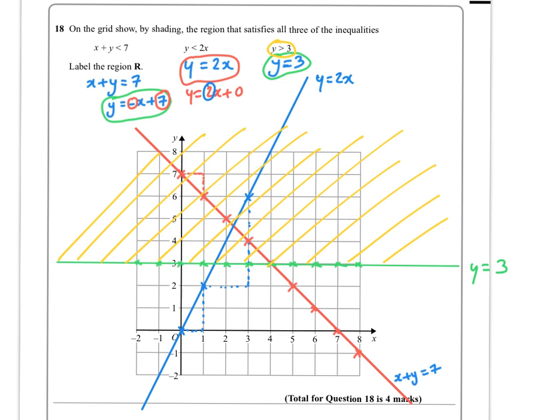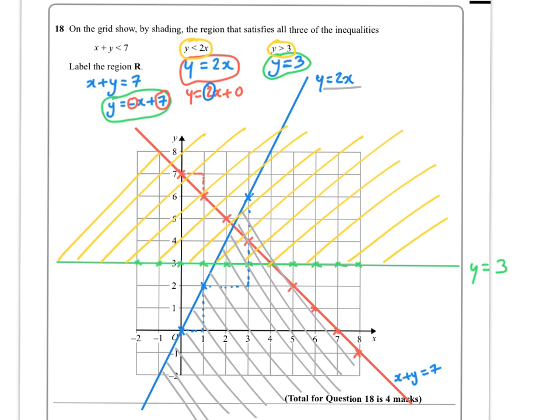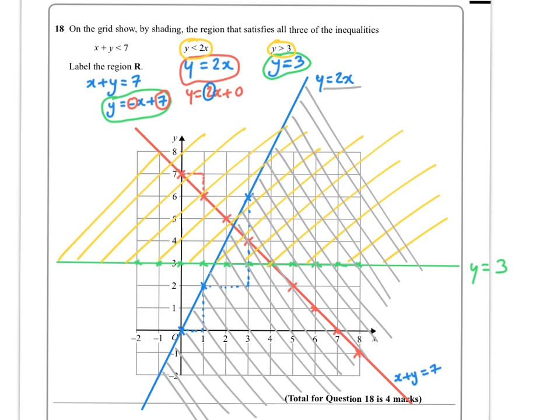Okay, now we're going to take the line y is 2x and go everything less than that. So we're looking at the line y equals 2x, we're going everything less than it. So here we go. And when you're in the exam, you obviously won't have all these coloured pens, just shade in a different direction. Okay, now we're going to leave the most difficult one till last.